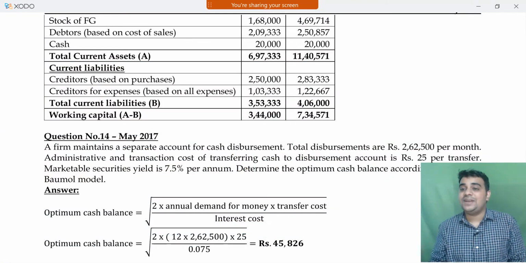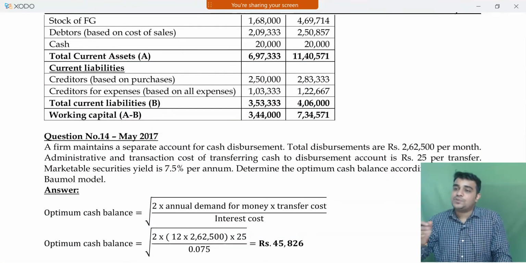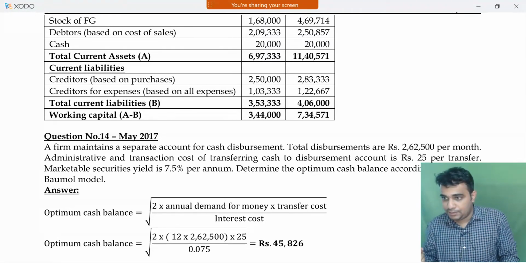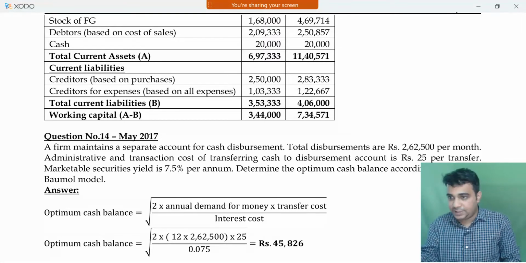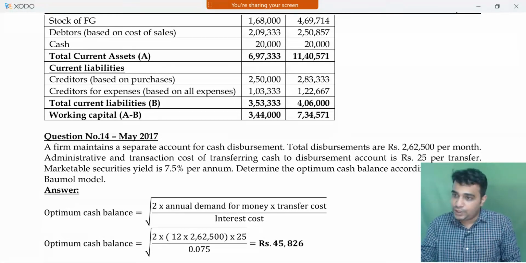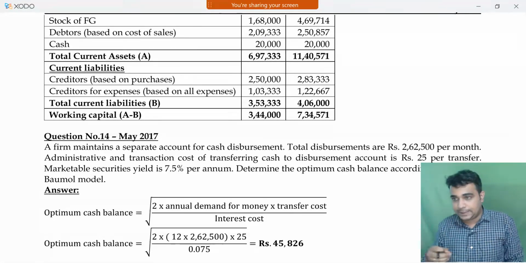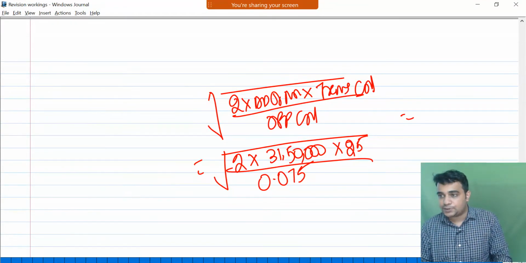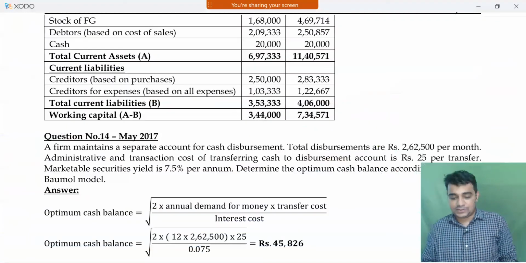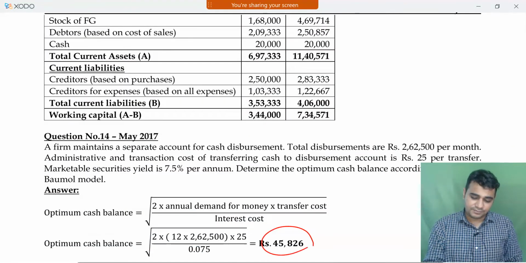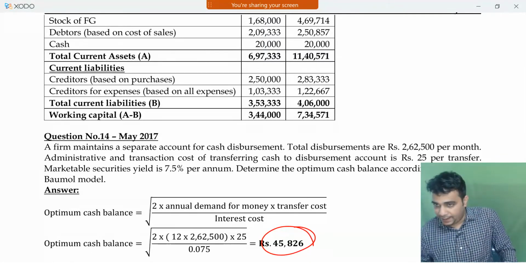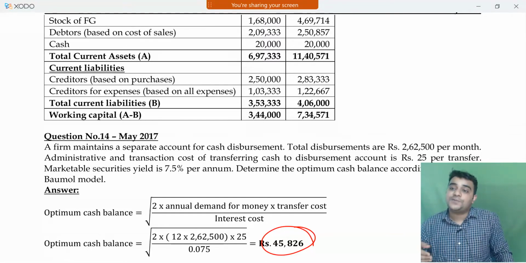Opportunity cost is 7.5%. See, there it used to be a percentage of purchase price. It is 7.5% of technically 1 rupee, because your annual demand is in rupees. There the annual demand was in units, so we were getting the price of 1 unit and then multiplying. So 7.5% of 1 is 0.075. You'll take a square root, you'll get to the answer: 45,826.